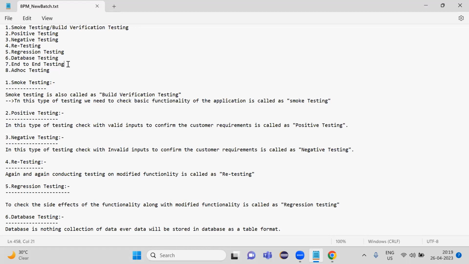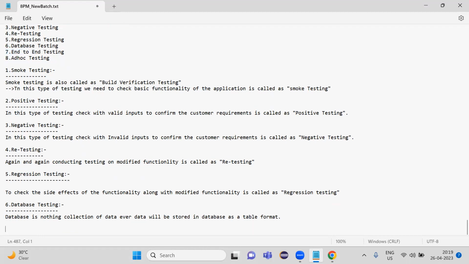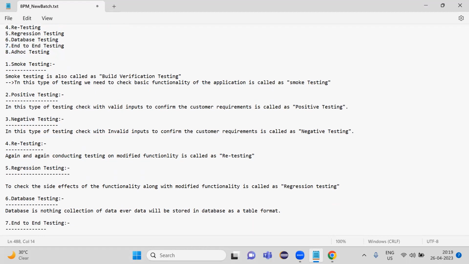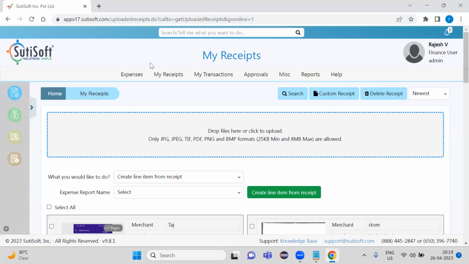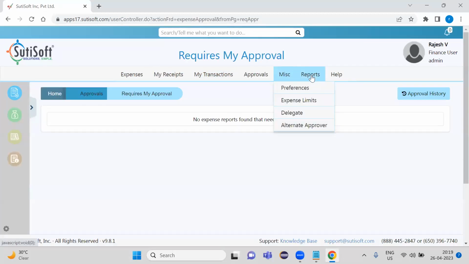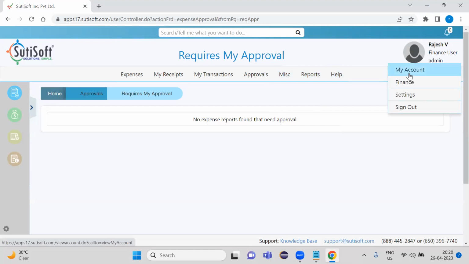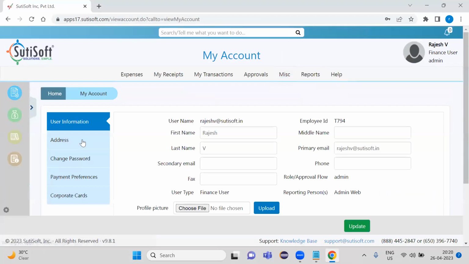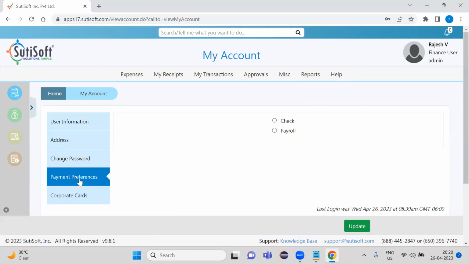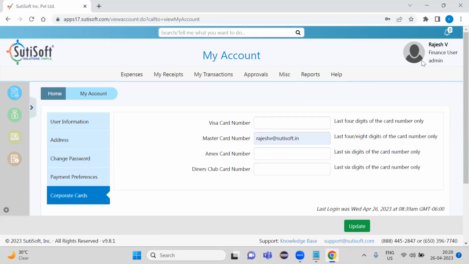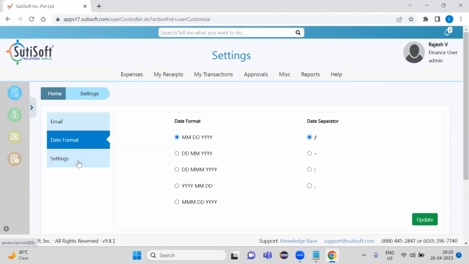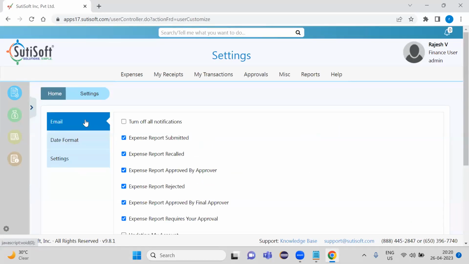What is the other testing? End-to-end testing. What is meant by end-to-end testing? Here, we have to test each and every requirement of the application end-to-end. Each and every requirement testing is called end-to-end testing. Yes or no? Guys, understanding what I am saying? Yes, sir.